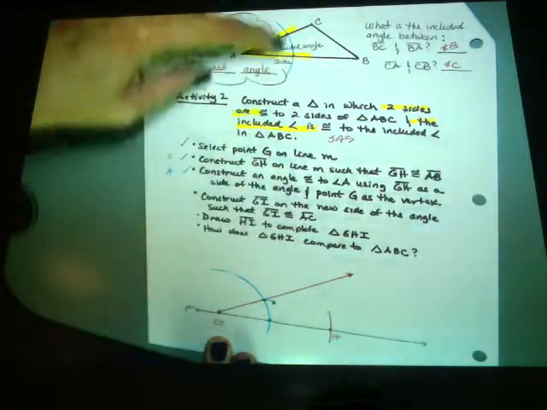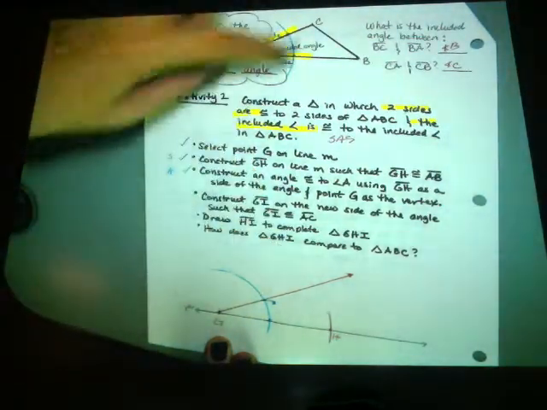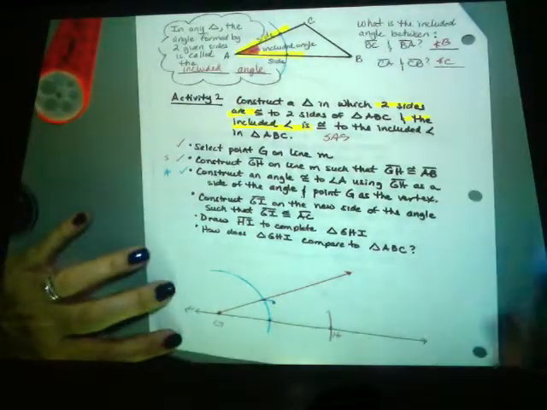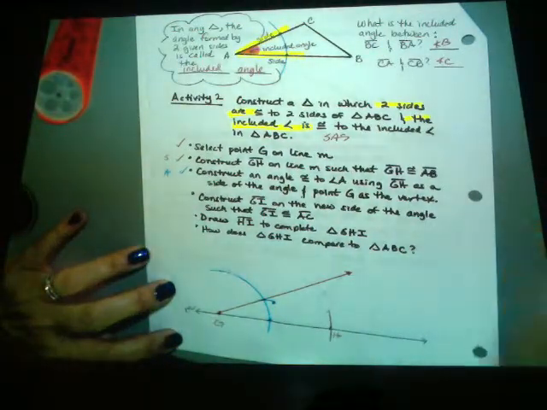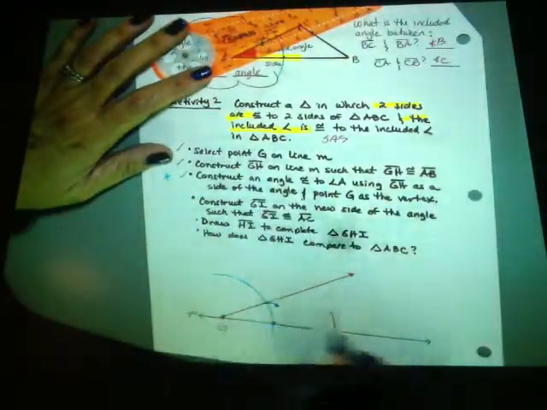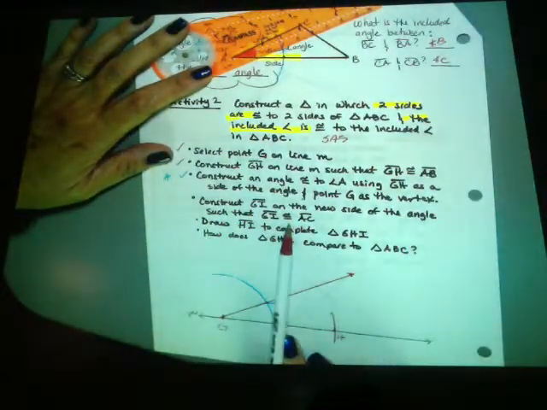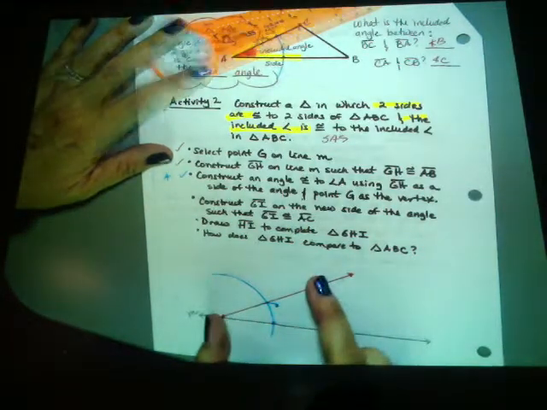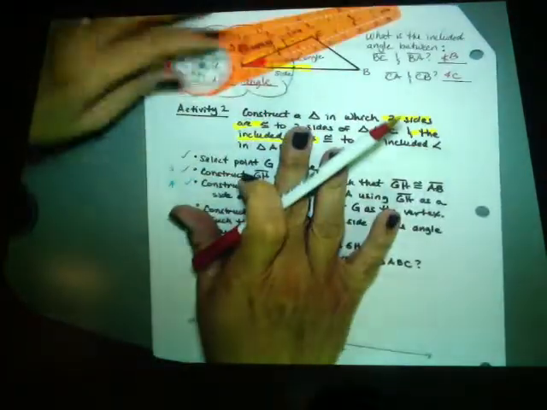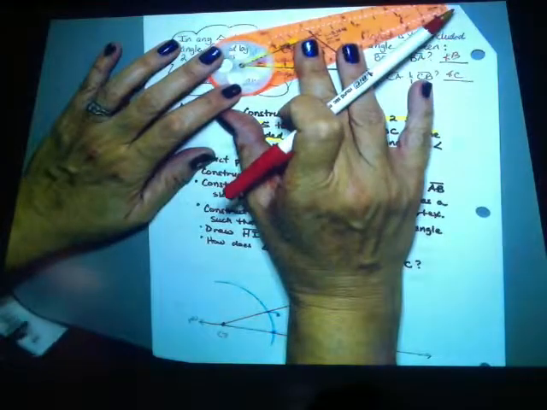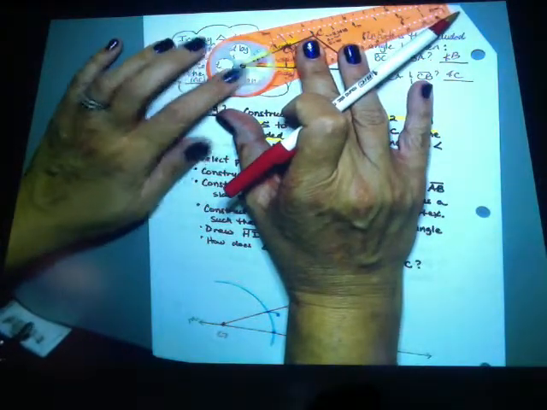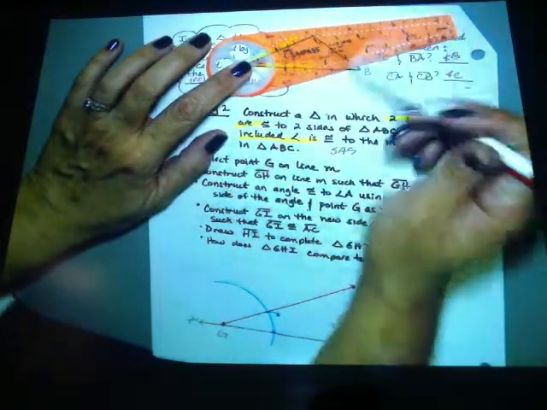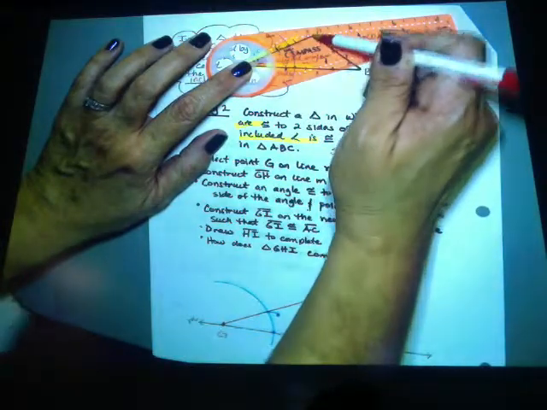Isn't that easy to do with our compass? We're going to find the length of AC with our compass. So, use my red again. So find AC, we're going to construct GI on the new side of the angle such that GI is congruent to AC. So GI is congruent to AC. So put your compass or your brad at A. And then find a hole that approximates where C is. So I'm going to choose that one.